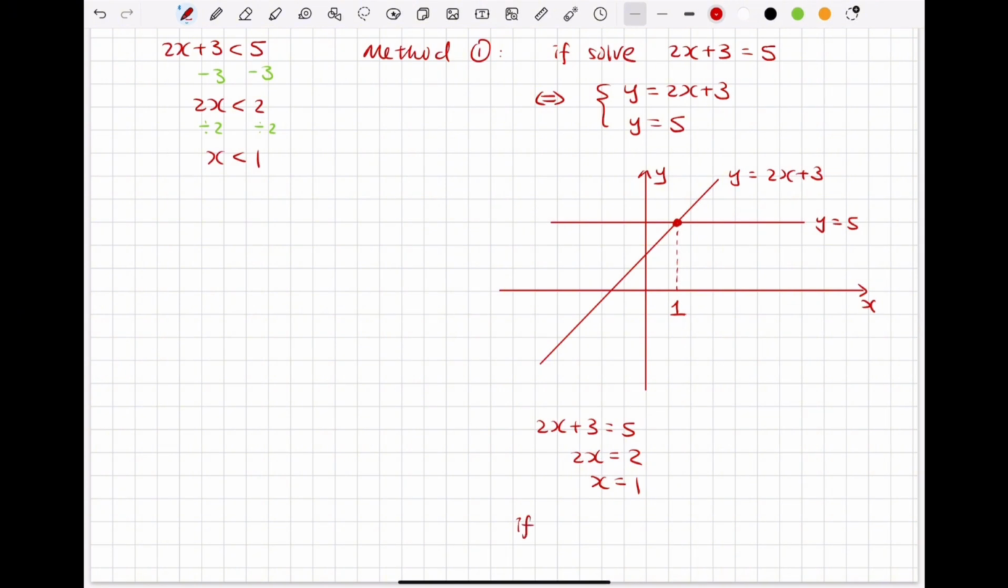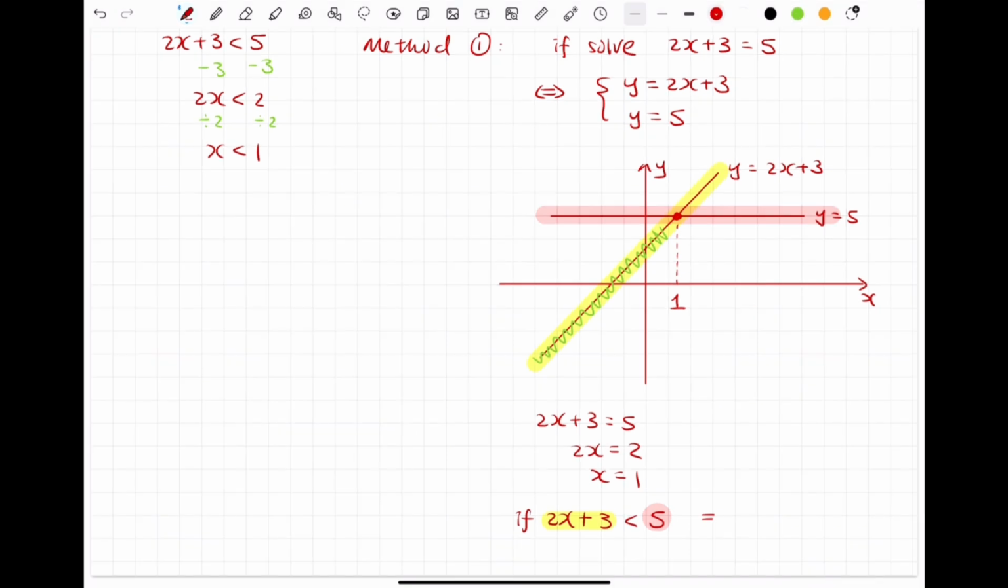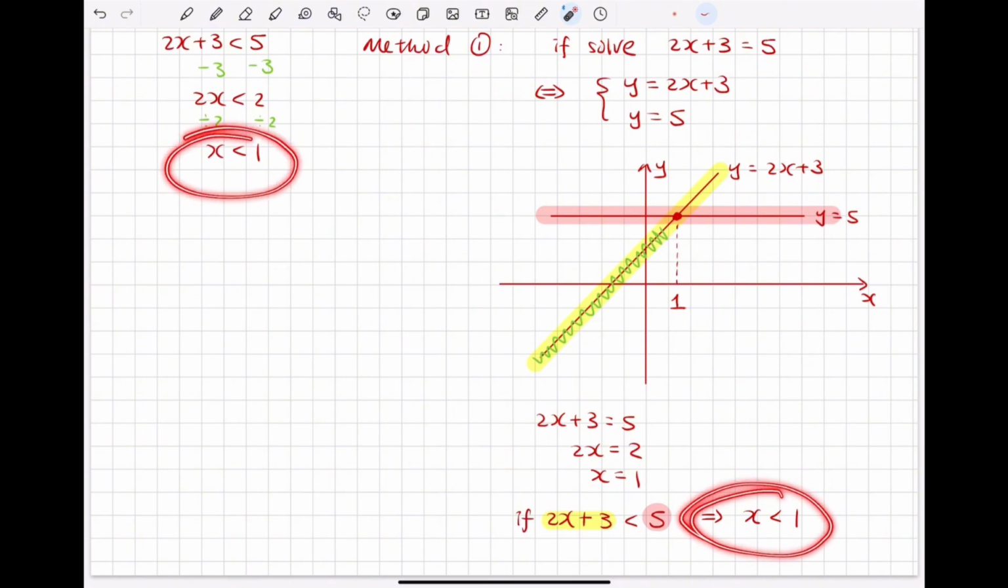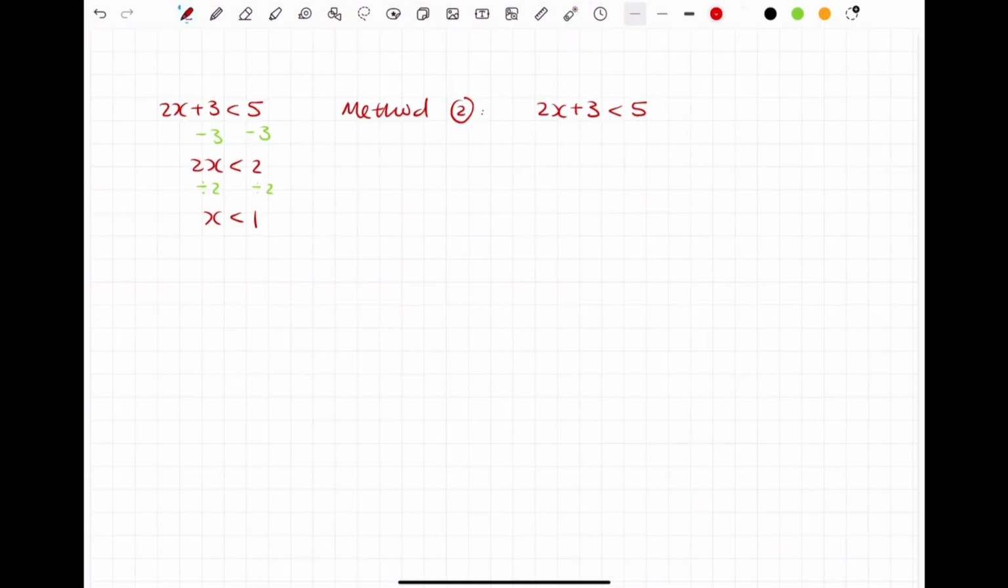Now, if we wanted to solve 2x plus 3 smaller than 5, we need to make sure that this yellow line is below the red line, which is this section shaded in green. Therefore, we want x to be smaller than 1, which is the same answer as the one we get from using algebra. Okay, now let's look at the second method.